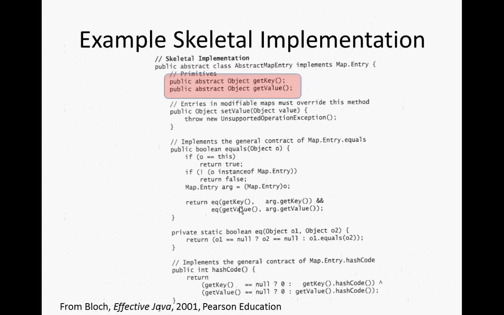This is an example, again, from Effective Java by Bloch, which is a great book for those of you interested in pursuing really high-quality Java programming. So here's an example skeletal implementation. Here we have two primitives that are defined as abstract methods. What does that mean when they're abstract methods? Who can tell me?